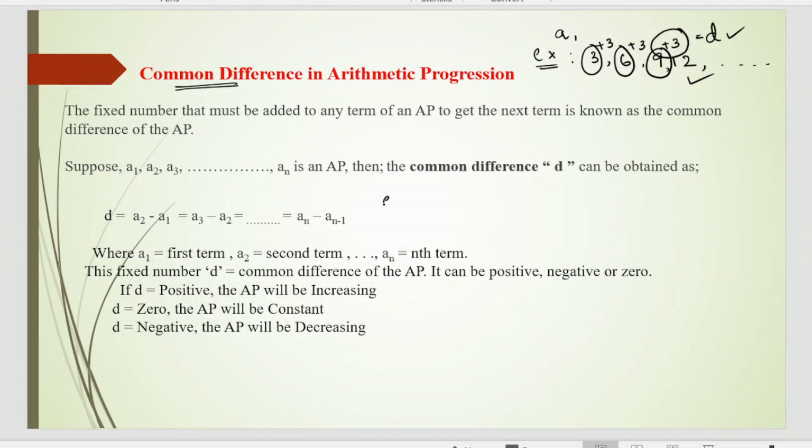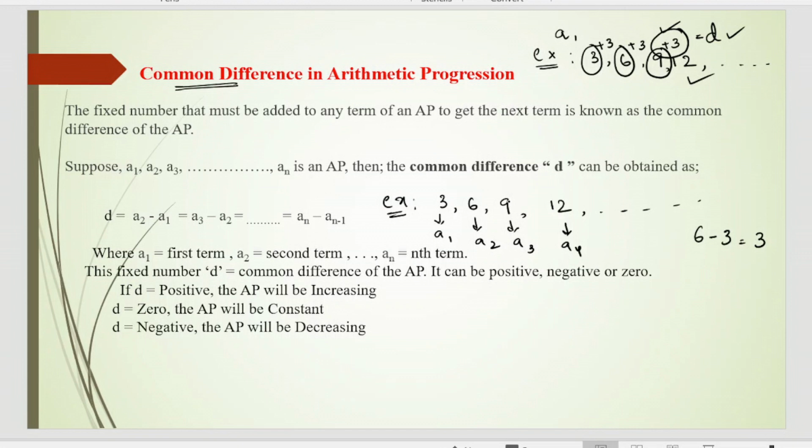Let us take the same example: 3, 6, 9, 12 and so on. This is the first term, which is A1. This is the second term, which is A2. This is the third term, which is A3. This is the fourth term, which is A4. So how do you get this common difference 3? If you are subtracting 6 minus 3, you are getting the common difference 3.